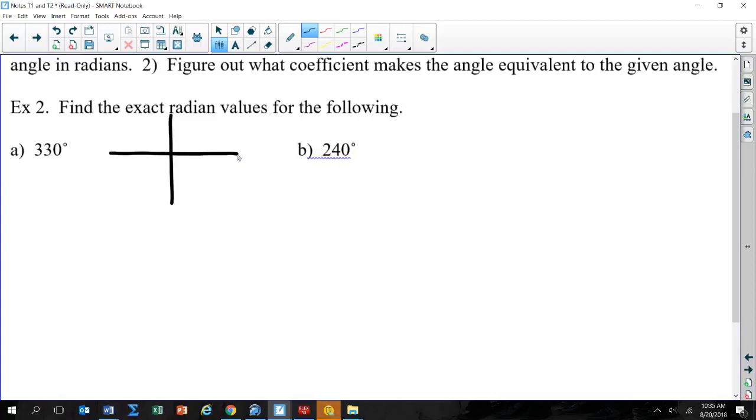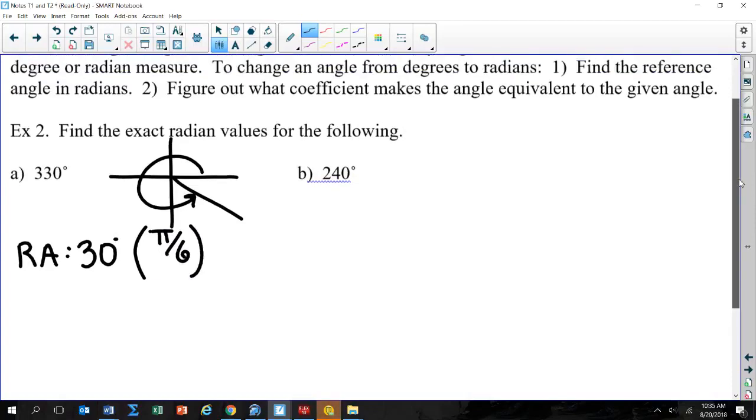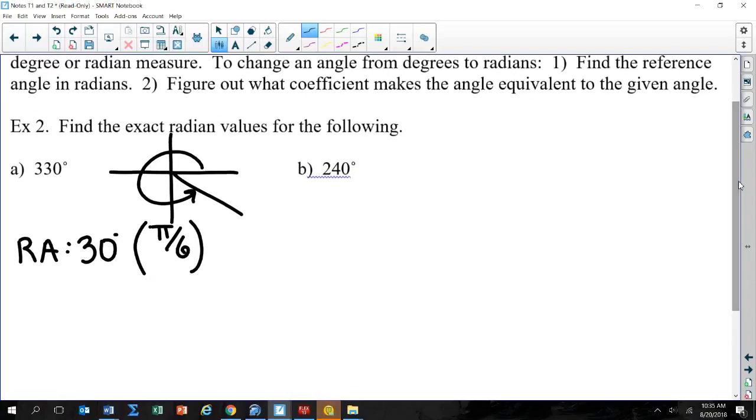What quadrant would 330 degrees be in? The 4th quadrant, excellent. There's our 330 degrees. So what reference angle am I working with? 30. Which is what in radian form? Pi over 6. Great. So that's step 1, to find the reference angle. And then step 2 is to figure out what coefficient makes the angle equivalent to the given angle.